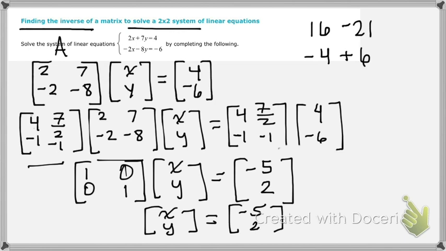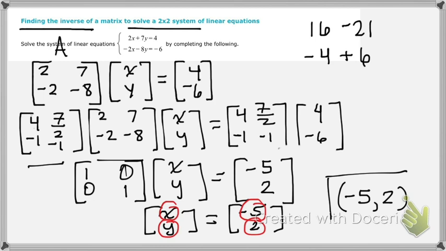And what do you think? This has got to be a 1-for-1 match, right? If that's x, then that's x. So x is equal to -5. X is equal to -5. And then this value, y, has to match that. So that has to be y. So y is equal to 2. And there we have the solution to the system.